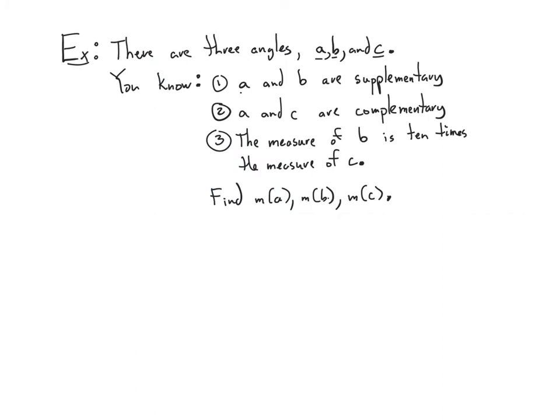All right, let's look at this example. Let's say we have 3 angles, and I just labeled them A, B, and C. I didn't bother calling them angle whatever, and that's fine. I know 3 things about these angles. The first one is that A and B are supplementary. The second is that A and C are complementary. And the third is that the measure of B is 10 times the measure of C. I want you to find the measure of each of these 3 angles. So pause the video and see if you can give this one a go. Write down each of these 3 things that you know as an equation and see if you can piece it all together to solve for all 3 of our variables.